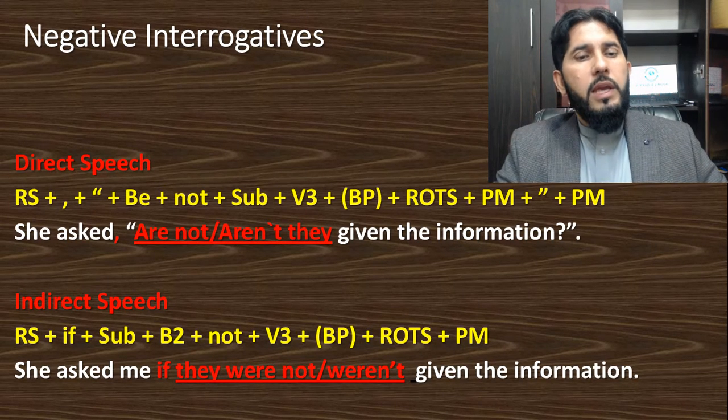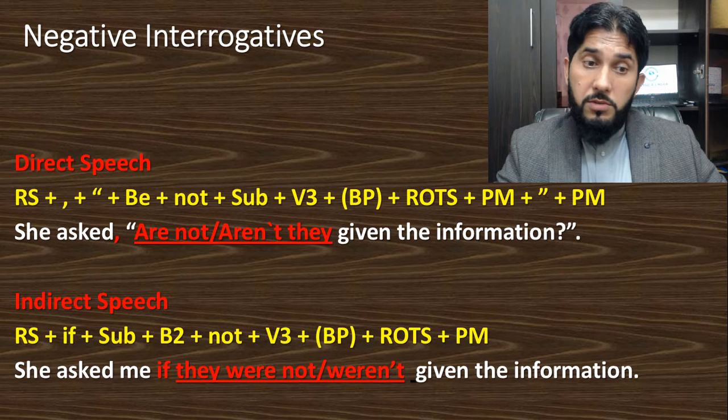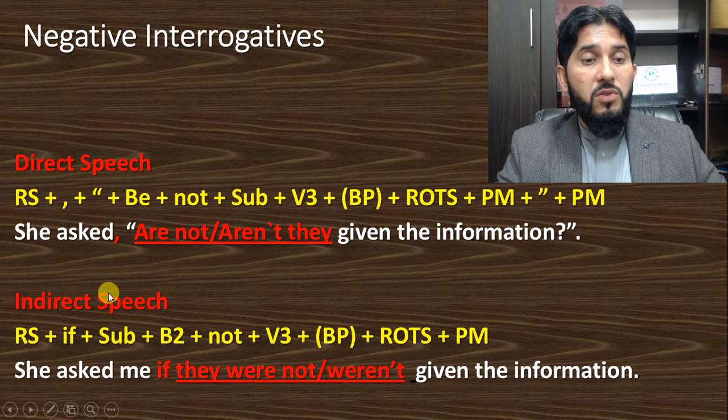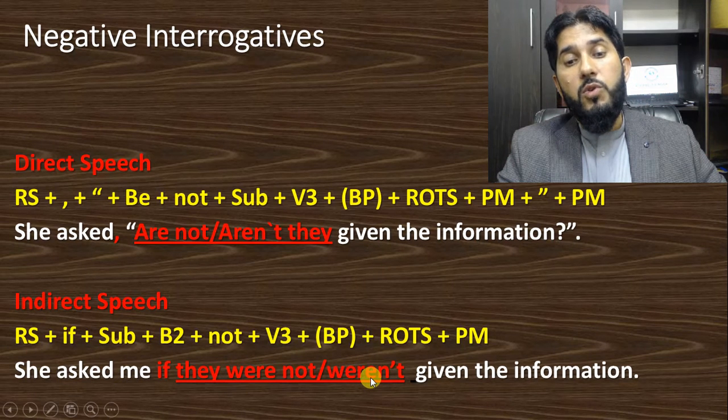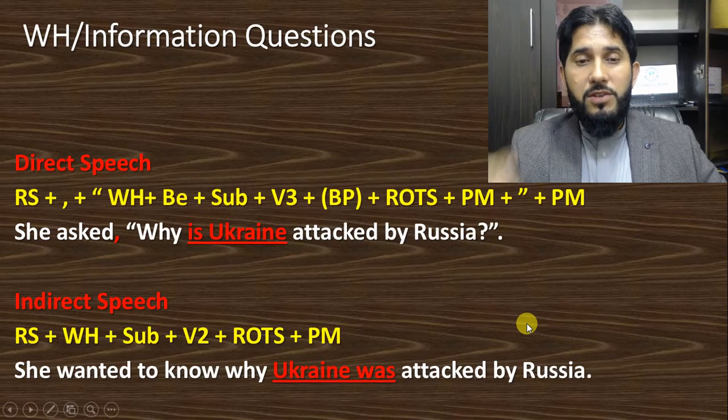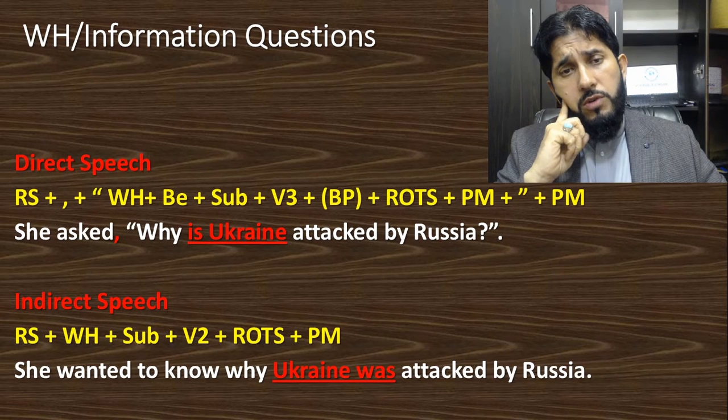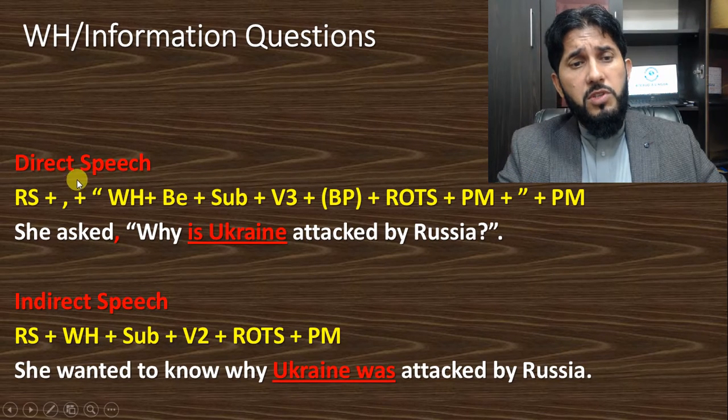Indirect speech, when you change it to indirect, again, instead of comma, you use the conjunction if. So she asked me if they were not or they weren't given the information. What do you do with WH or information questions? For direct speech, this is your structure.